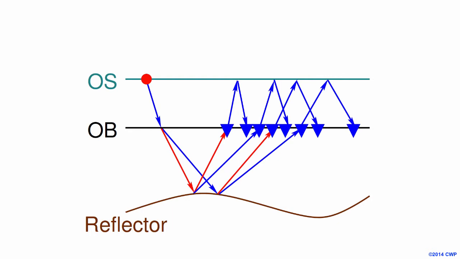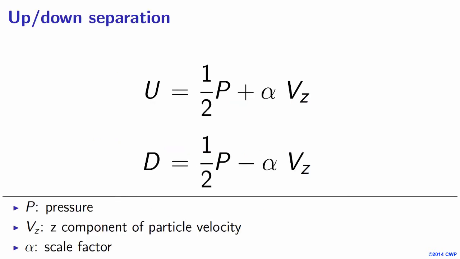Notice that at the receiver locations, the primaries are going up and the multiples are going down. So we can use the up and down separation to separate the multiples from the primaries. The U here stands for outgoing waves, and down stands for downgoing waves. The P is the pressure, which is reported by the hydrophone, and the VZ is the vertical component of the particle velocity, which is recorded by the geophone. And alpha is the scale factor, which is related to incident angles and material properties.